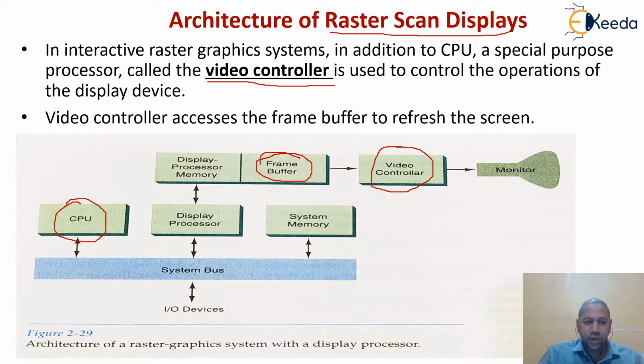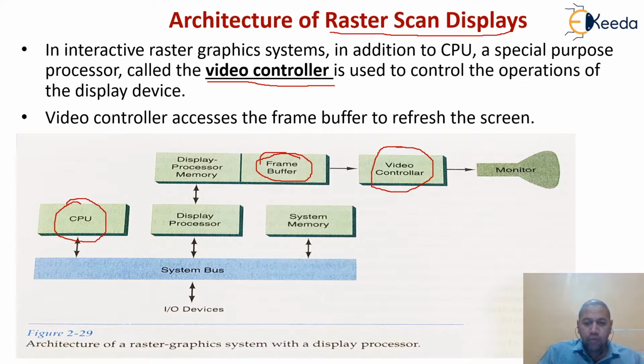Now what does this video controller do? It has access to the frame buffer to refresh the screen, meaning it accesses the contents of the frame buffer. If it is in digital form, it converts it into an analog form, in the form of a signal, and then it is sent to the monitor. So reading the picture definition, or the image, from the frame buffer and passing it to the monitor screen is handled separately by a special purpose processor. So the video controller is a special purpose processor which does this.